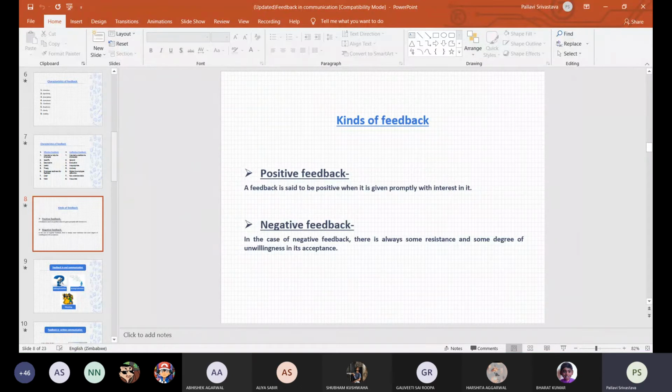But the real problem arises when it is negative feedback. What happens here? People are defensive. There is some kind of resistance, some degree of unwillingness in accepting it. Why does this happen? Because no one likes to be criticized. They always feel that whatever they are doing is sufficient, they are doing their best. And even then, if they receive something negative, which is intended to criticize them, they become defensive and do not accept it very easily. And this is where it gets very tricky. Giving someone negative feedback is very tricky.